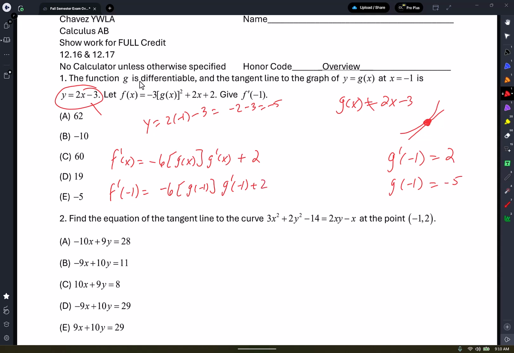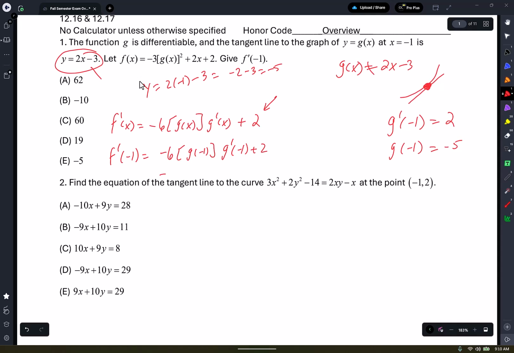If you did this, you at least got 1 point. Actually, if you did the top line, you got 1 point and it cannot be taken away. Even if you circled the wrong answer, you got 1 point there. Okay, now we're just going to plug in. g of -1 is -5, and then g prime of -1 is 2, plus 2. So -6 times -5, that is a positive 30. 30 times 2 is 60, and 60 plus 2?